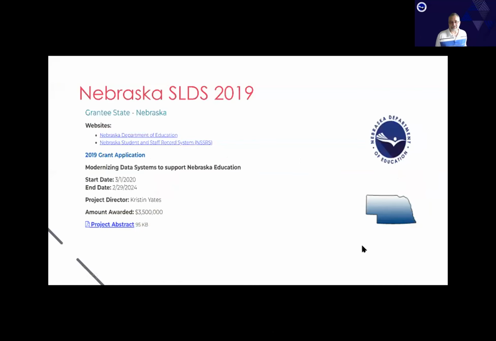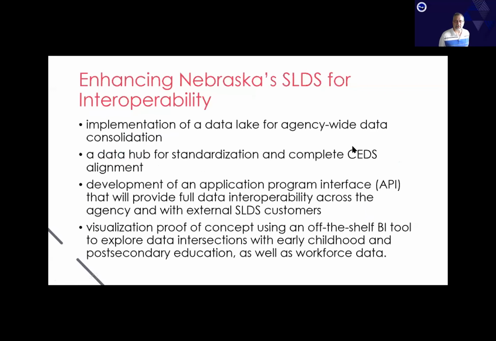So Nebraska, in 2019, our subject area was modernizing data systems to support Nebraska education. We started it in March of 2020, and we're coming up on the end date of the grant, which is February 29th of 2024. Kristen Yates is the project director, and you can see the amount of the award was $3,500,000. So what did we propose that we were going to do with that?